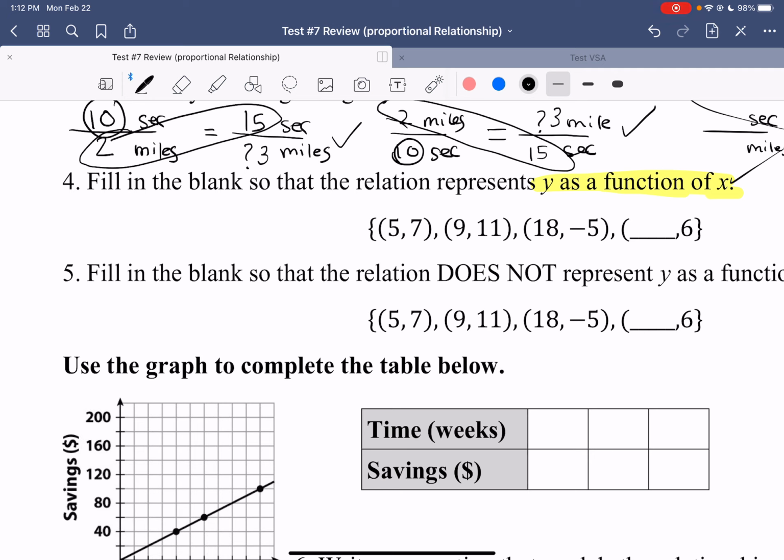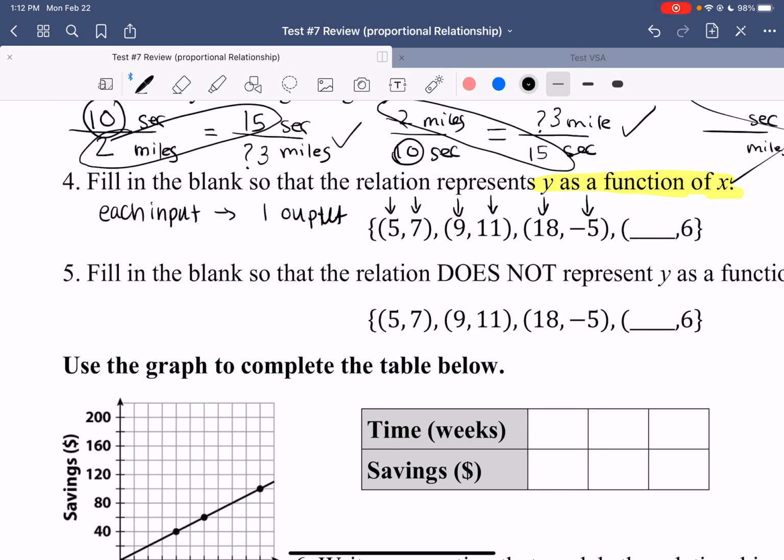So a function says that each input is related to only one output. Okay, so for this example here, every time the input 5 goes into a function, we should get a 7. Every time a 9 goes in, we should get an 11. Every time an 18 goes in, we should get a negative 5.